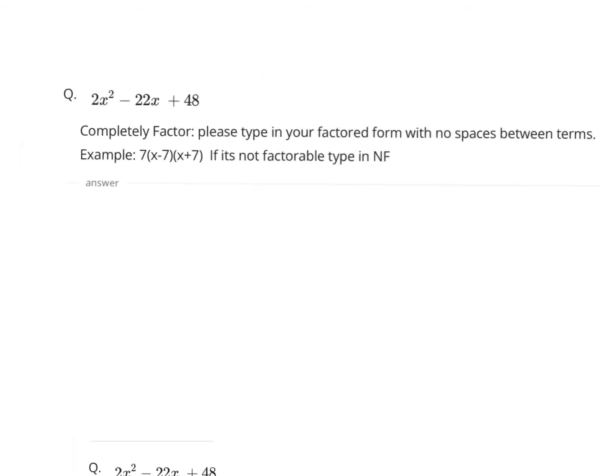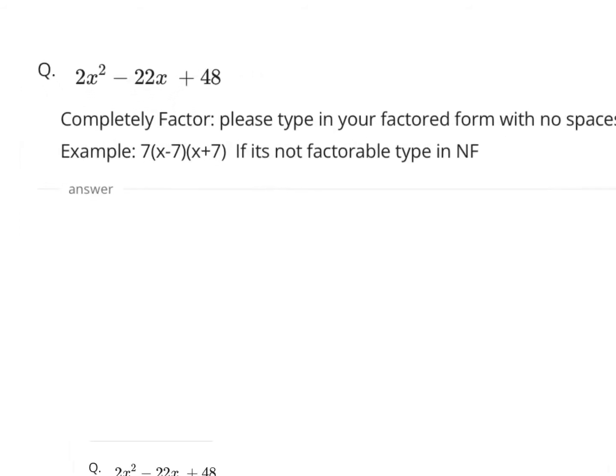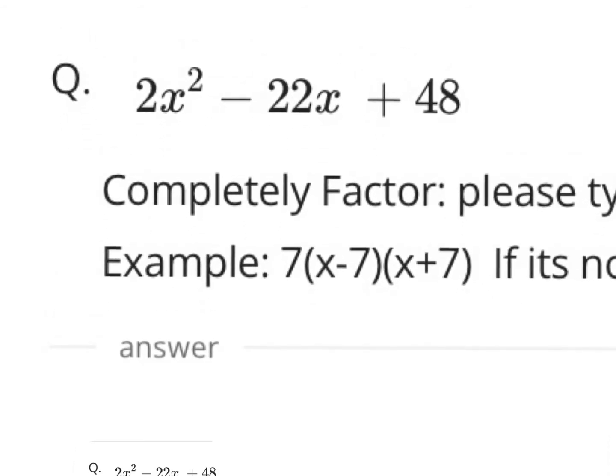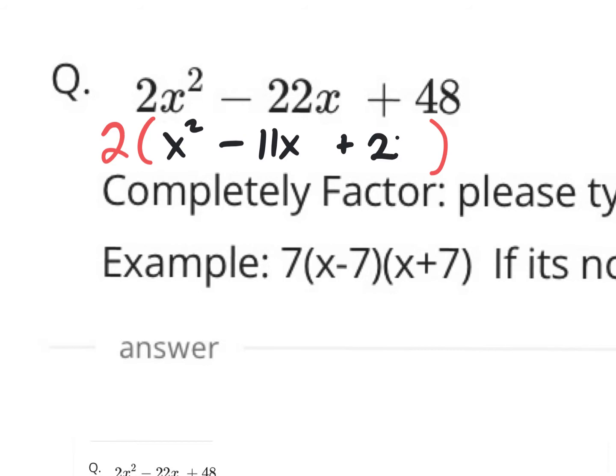On this question, they ask us to completely factor and then type in our answer. So what does completely factor mean? Well, just start by pulling out your GCF and see if there's anything else to do. So I could pull out the GCF of 2. What would be left is an x squared minus 11x plus 24.